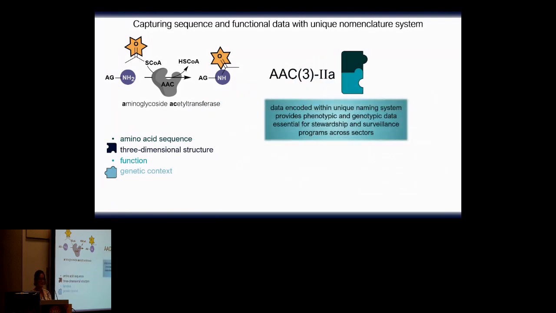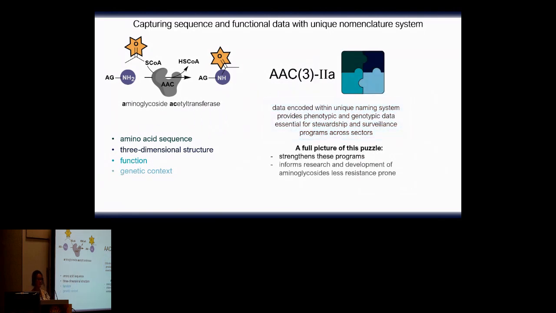And so together, capturing these relationships is a critical component in the development of stewardship and surveillance programs across sectors. And when we establish a complete picture of the puzzle, this strengthens our ability to develop these programs and allows us to better design next generation aminoglycosides that are less resistance prone.